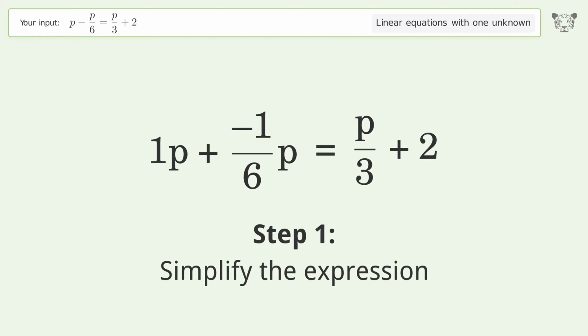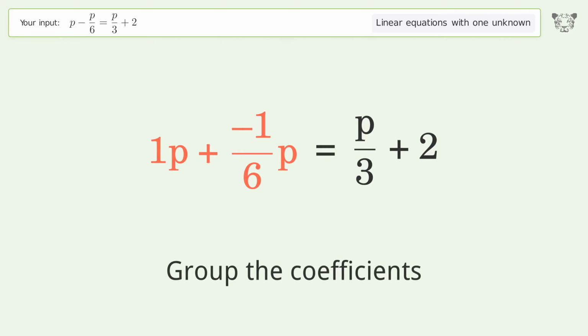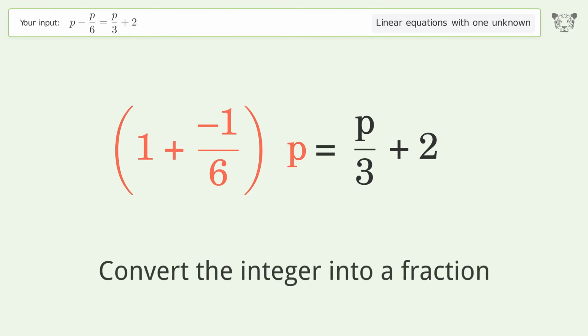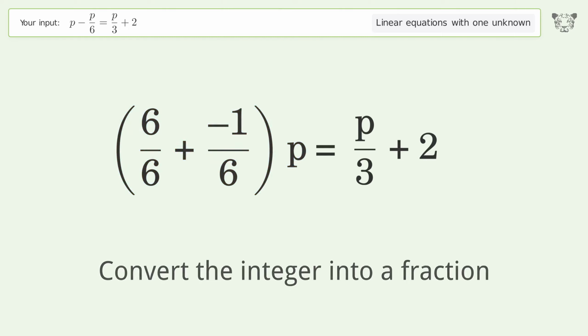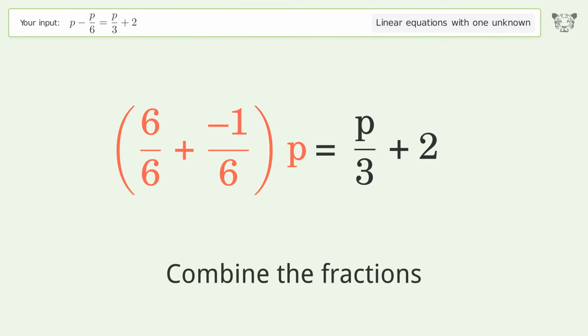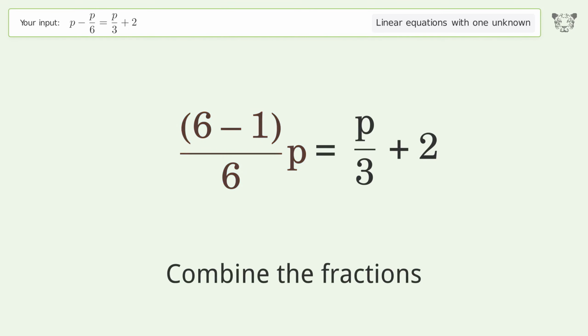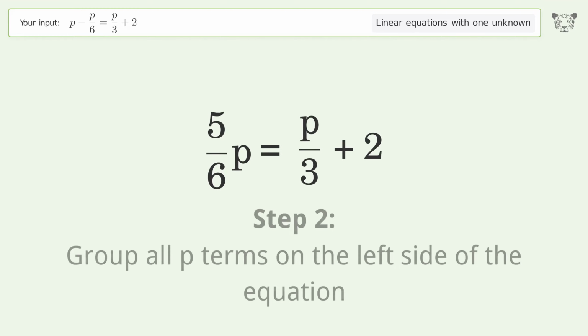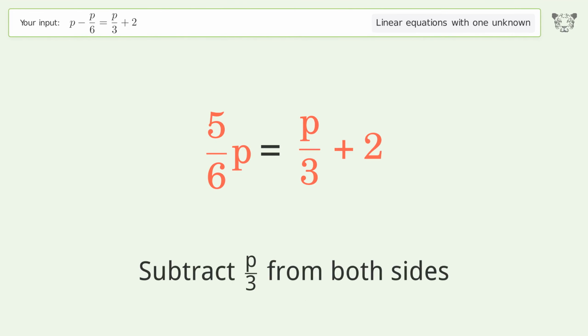Simplify the expression. Group the coefficients. Convert the integer into a fraction. Combine the fractions. Combine the numerators. Group all p terms on the left side of the equation. Subtract p over 3 from both sides.